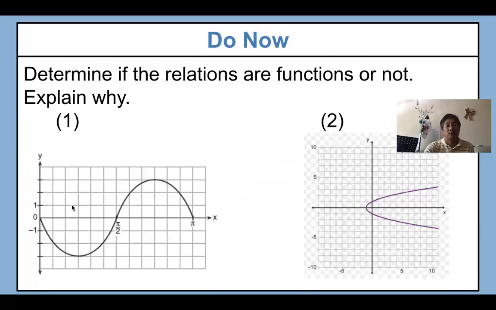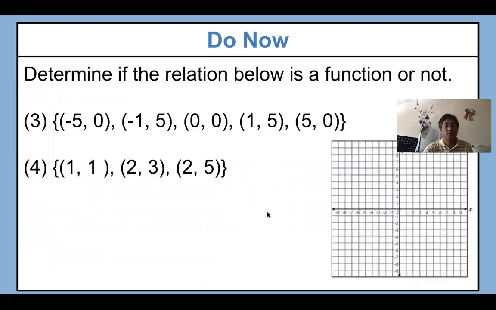2 graphs, number 1, number 2. Can you think about whether they are functions or not? And then number 3 and 4, like this. These relations, are they functions or not? Do you remember how to do this? Okay, can you do it?